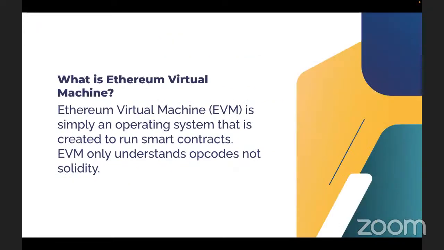So what is the Ethereum virtual machine? The Ethereum virtual machine is basically an operating system that is created to run smart contracts, and it is called EVM for short. It only understands opcodes and not Solidity, as most people might believe. So let me start by explaining what virtual machines are.